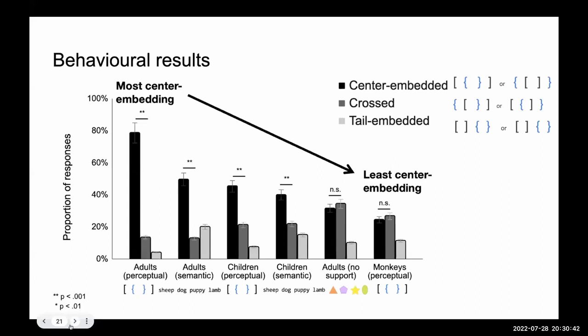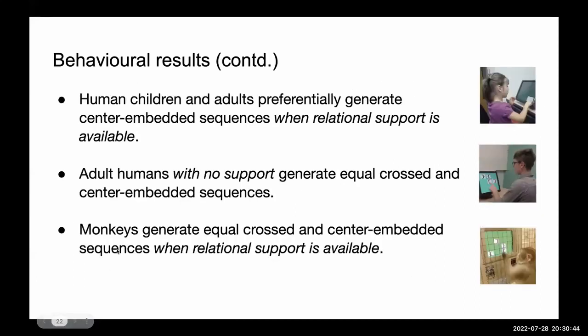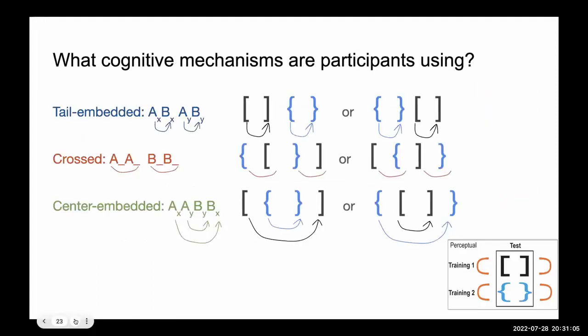Now, this is the behavioral data. Just as I reiterated, adults and children use relational support to generate center embedded sequences, but when that support is taken away for humans, or even when it is present, as in the case for monkeys, they generate an equal amount of cross and center embedded sequences. Now, we are not merely interested in what sequences participants are generating, but we are also interested in what kind of cognitive mechanisms might be giving rise to this behavior.